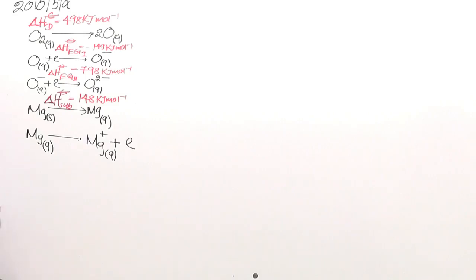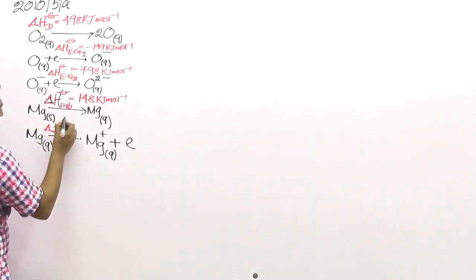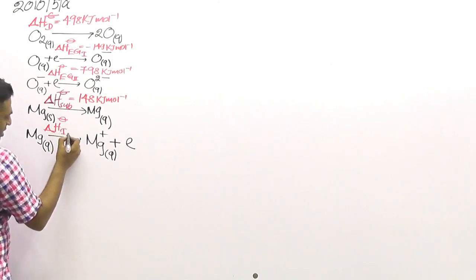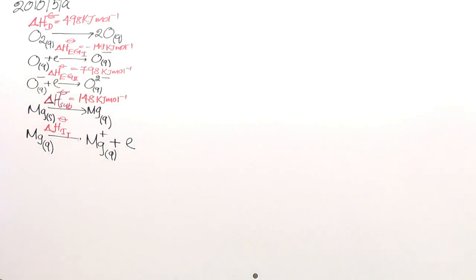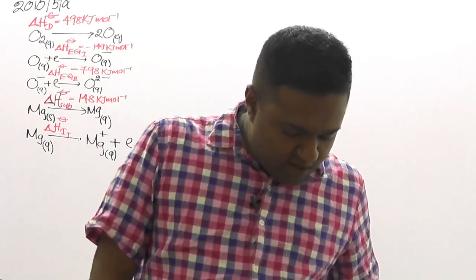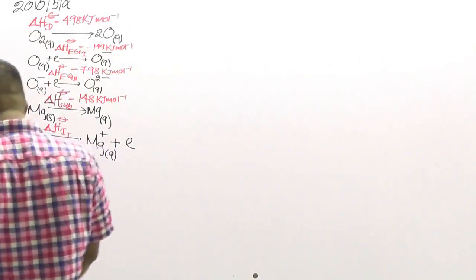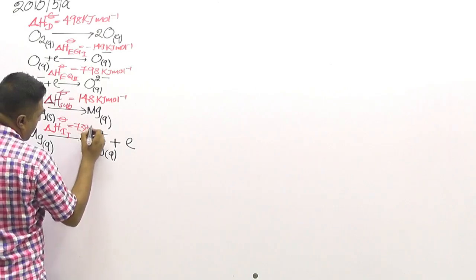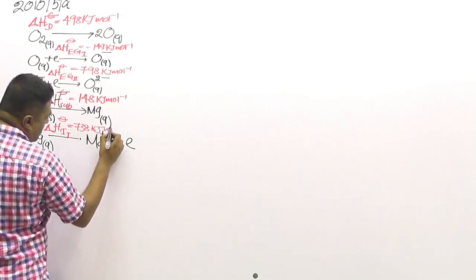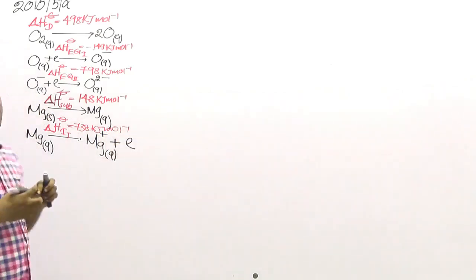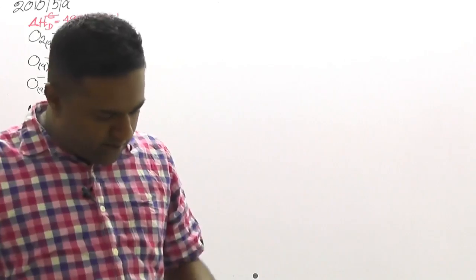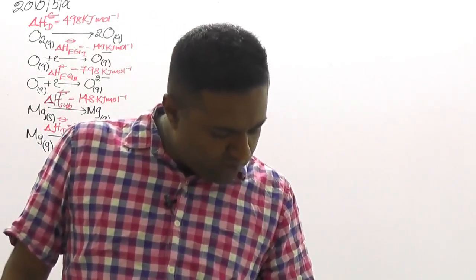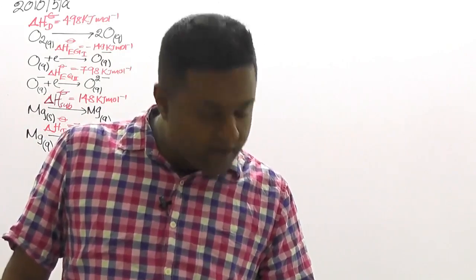So your delta H naught ionization is the first ionization energy of magnesium, 738 kilojoules per mole.